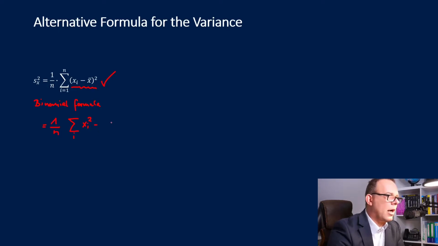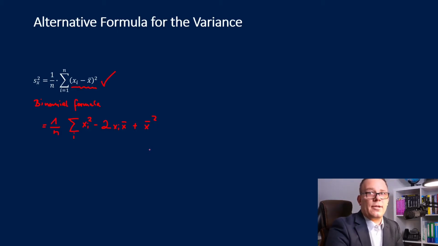I take minus 2 times xi x bar, which is x mean, plus x bar squared. So this is just the application of the binomial formula. Now we see that we have a sum sign here, and we have not a sum sign but a minus, which is also additive, and a plus here. So we have a sum of sums.